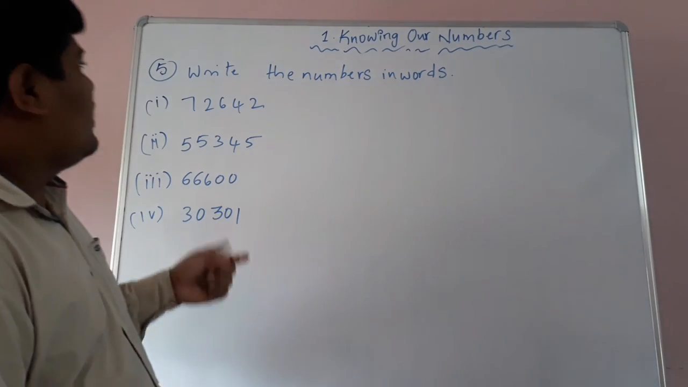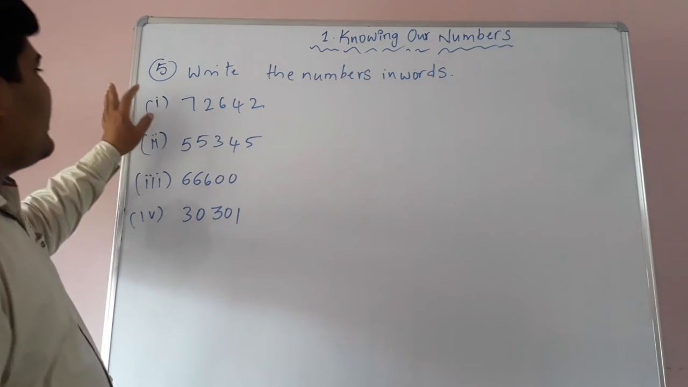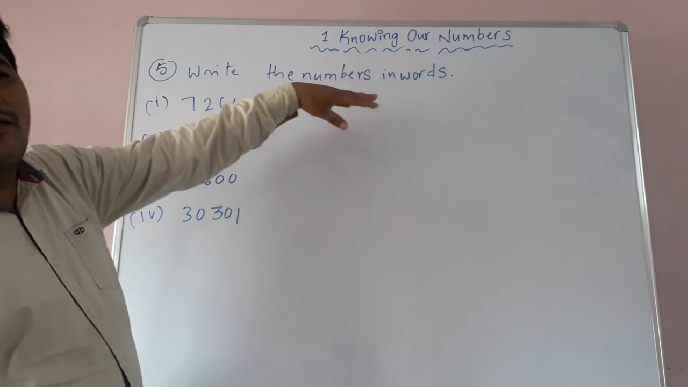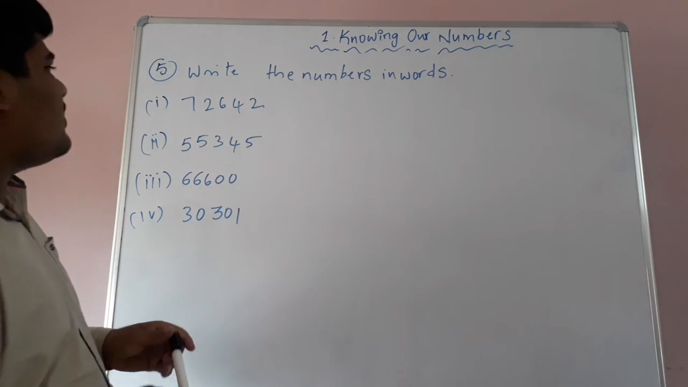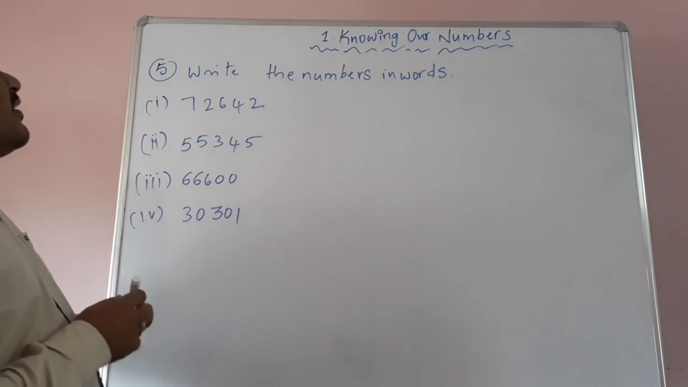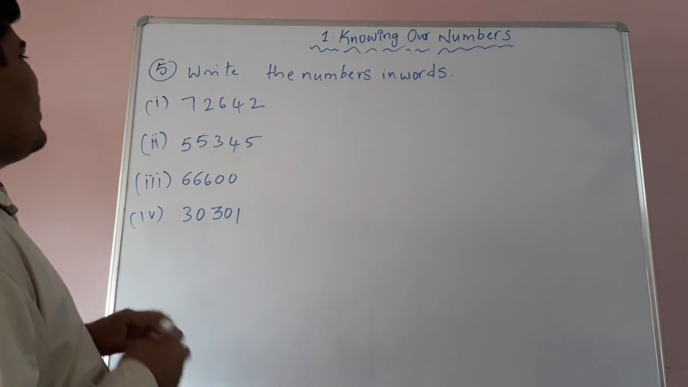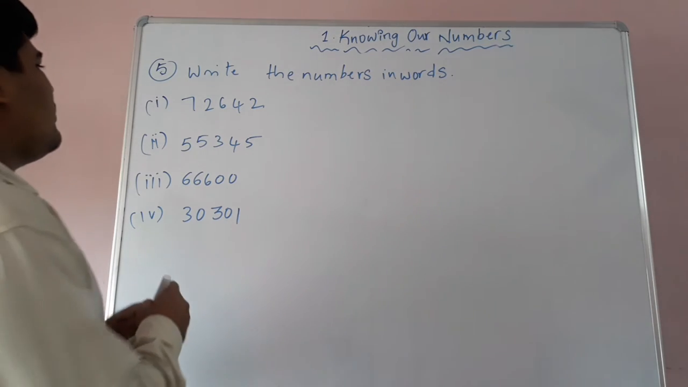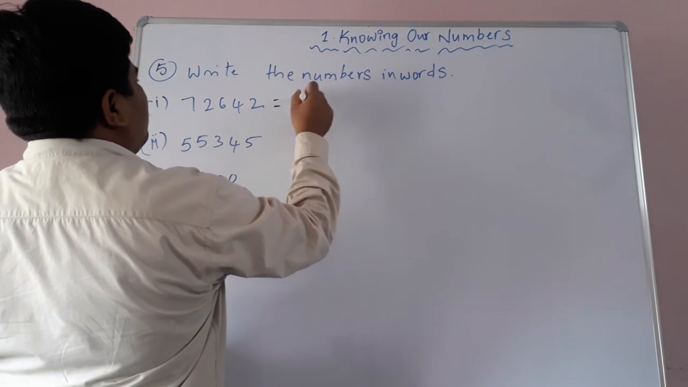Let's see problem number 5. Write the numbers in words. Okay, so children, simply however we are reading these numbers, that we have to write in words, children. Okay, so the first one is what? 72,642. Okay, 72,642. So we have to write in words.